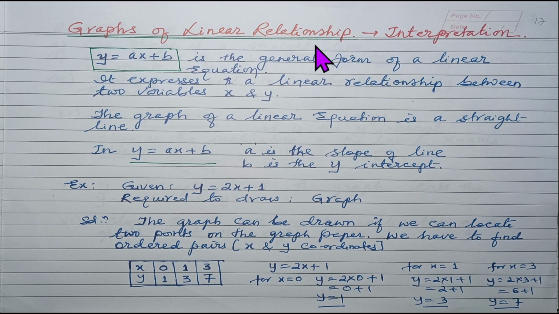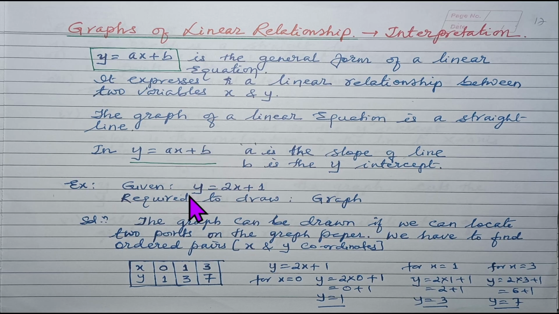Now the graph of a linear relationship, this is what we have to learn, and we have to also interpret it. Now what is this graph of a linear relationship? Now y is equal to ax plus b is the general form of a linear equation. It expresses a linear relationship between two variables x and y. So y is a function of x, and it also exhibits a linear relationship. Now the graph of a linear equation is a straight line. We already know and we have learnt that y is equal to ax plus b gives us a straight line, and here a is the slope and b is the y-intercept.